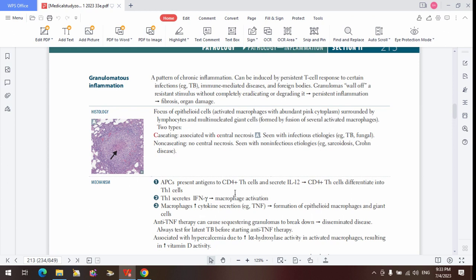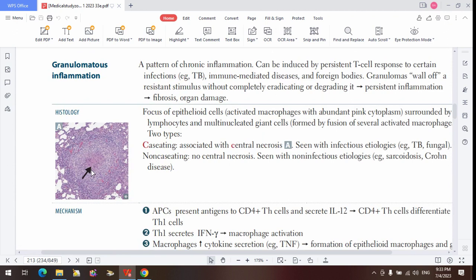So this is how the histology will look. This one is even showing a central necrosis. A granuloma can have central necrosis or might not. If it has central necrosis, that is a caseating granuloma. If it doesn't have central necrosis, that's non-caseating. Non-caseating is very common for non-infectious causes because there's nothing for you to break down. But caseating is majorly due to infectious causes.